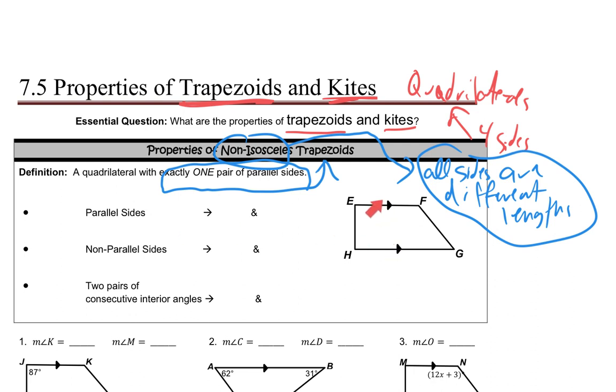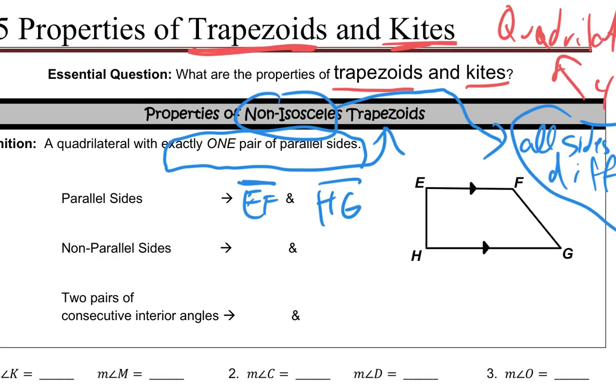So let's name those. What would we name this side? Okay, remember we do it with the two letters, so this would be named EF. Okay, so we would say EF, and we would of course have that symbol on top that means a line segment. EF and HG, right, or GH. Okay, so those are our parallel sides.